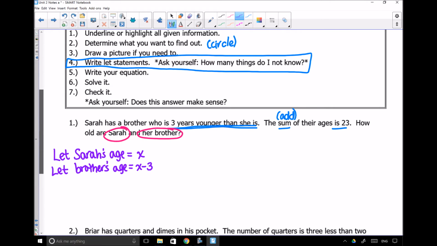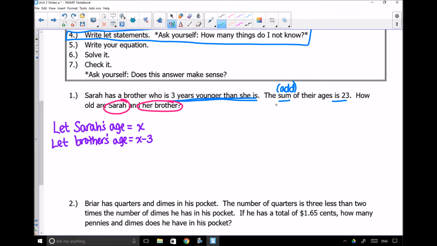Okay? Step 5 says to write your equation. Well, I haven't used this piece of information right here. The sum of their ages is 23.